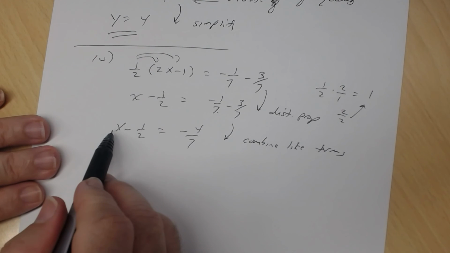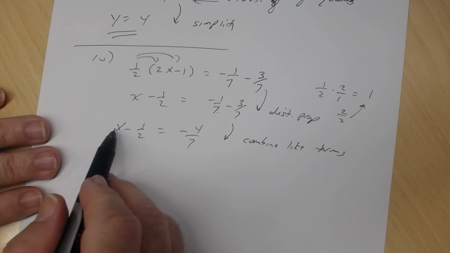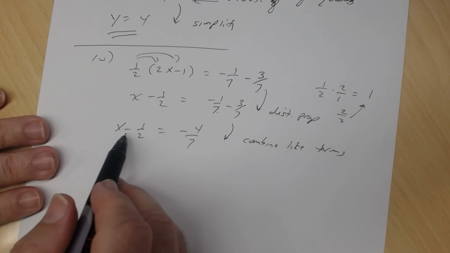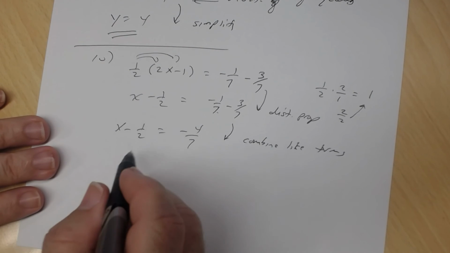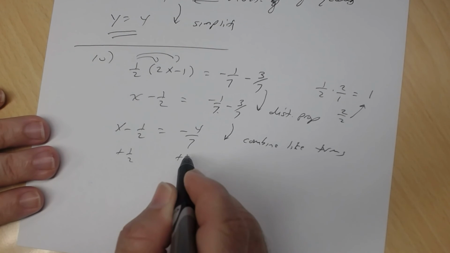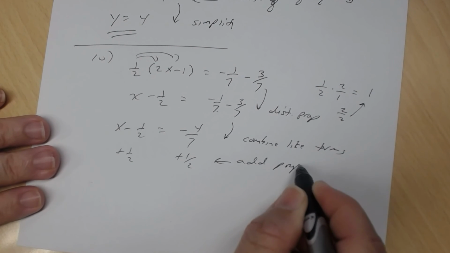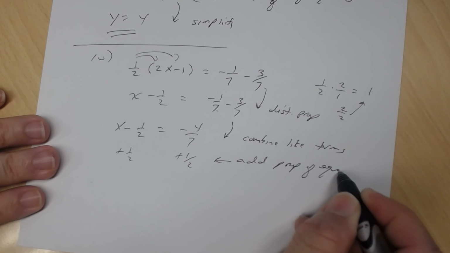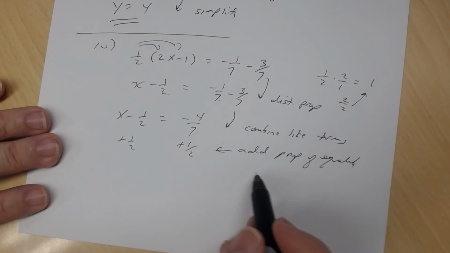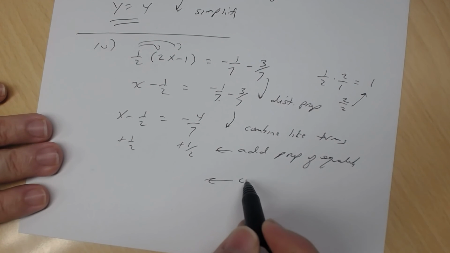Okay, I want you to notice, see this variable, that's just x. So we're almost done. Right now I'm subtracting 1/2, so the next step is to add 1/2 to both sides. That's the addition property of equality. And then we can combine like terms.